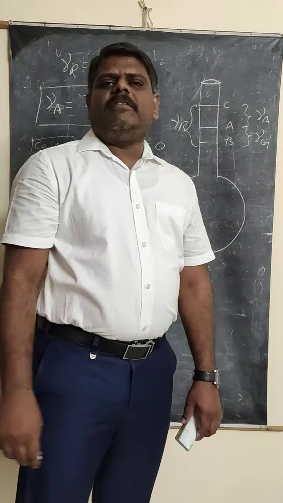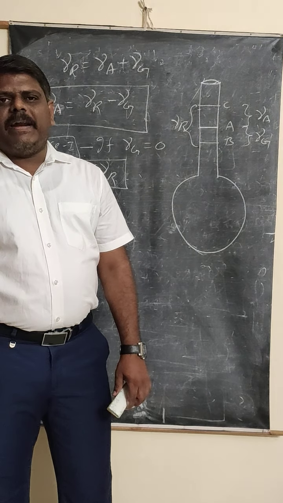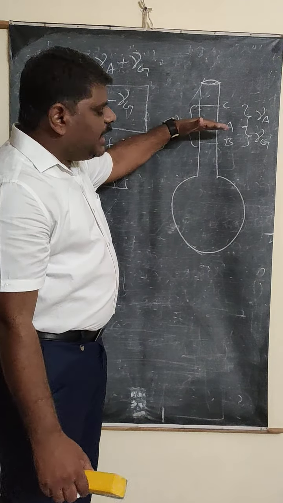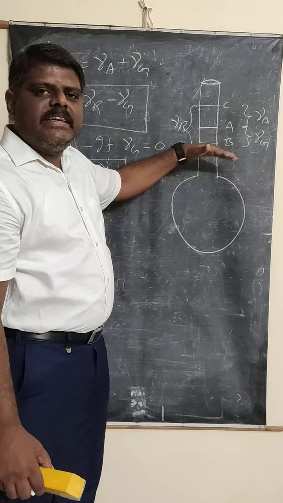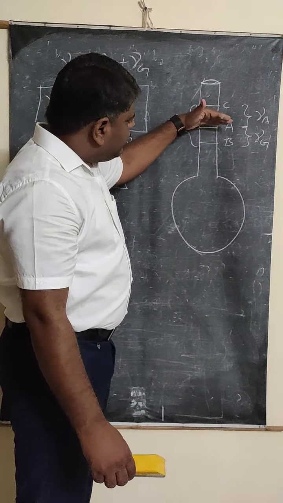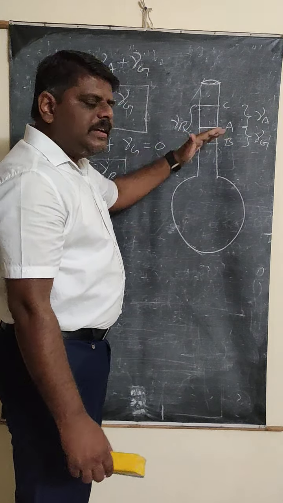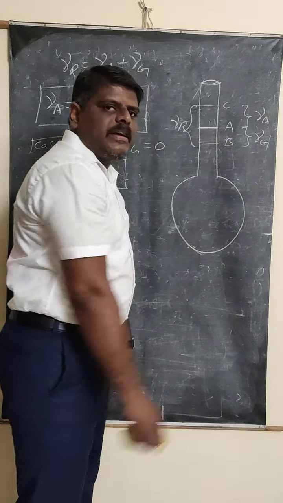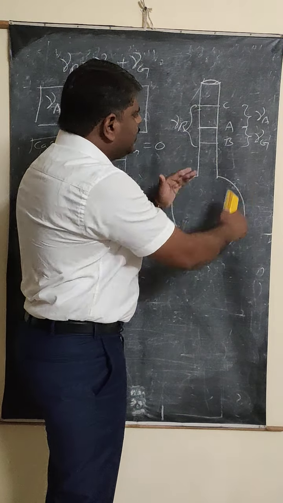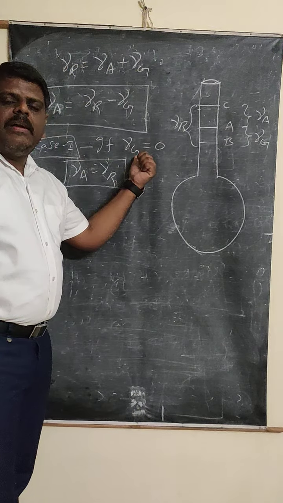If gamma A is equal to gamma R, what does that mean? Will the liquid be expanding? That means from this point A, does the liquid level rise, decrease, or remain the same? What is happening here? First, why is the liquid level decreasing here? The liquid level is decreasing because the glass flask is expanding. When the glass flask is expanding, only then the liquid level decreases. If gamma G is equal to 0, what does that mean?